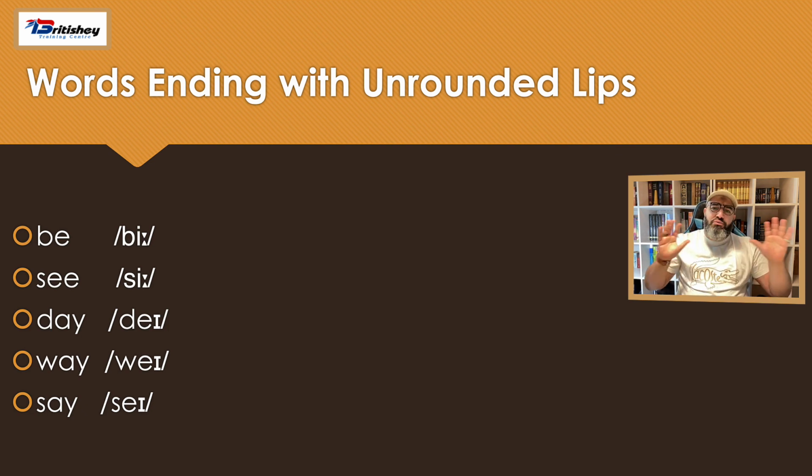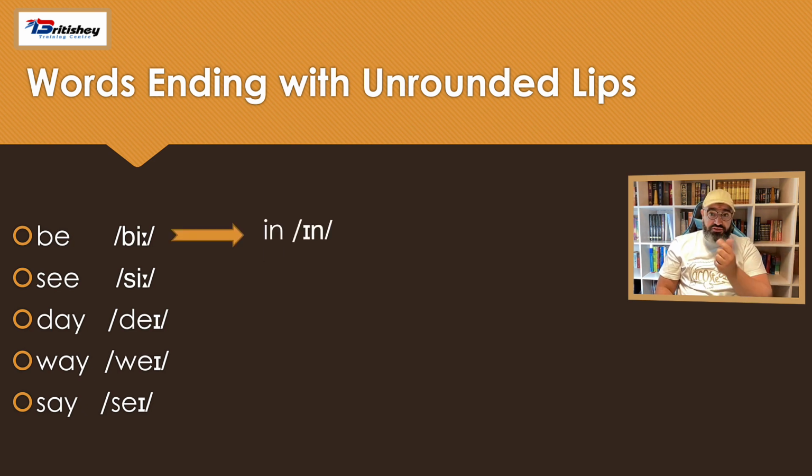Now let's imagine that these words are followed by other words that start with vowels. Like what? In, starting with a vowel. Now when we put these together, we have be and we have in. But we don't want to say be in, because that is not smooth. That is not fast. That is not connected. We need to say something like, instead of be in, we will say be-yin.